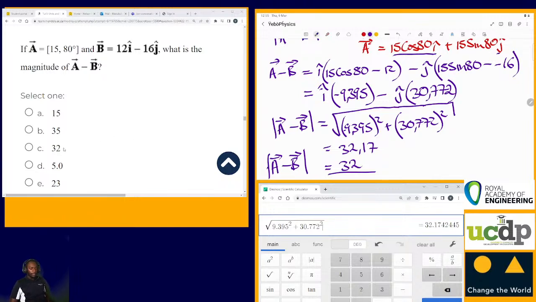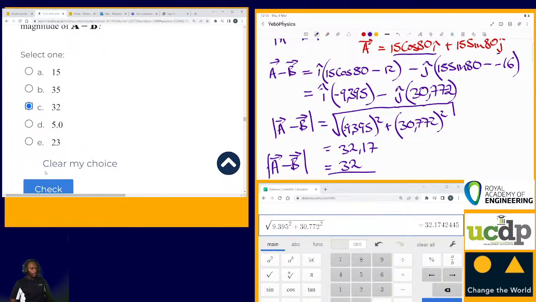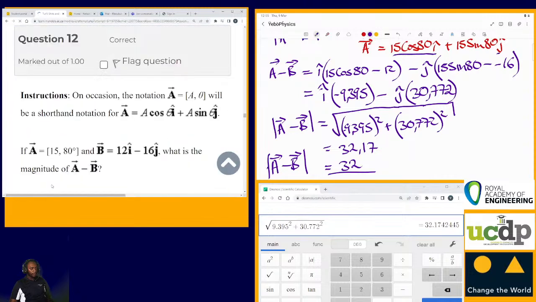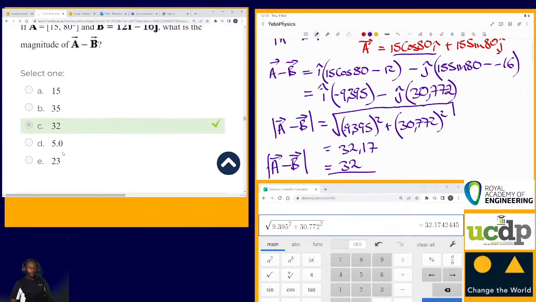Right, we might as well check if this is the correct answer which we are getting. So indeed it is the correct answer. So the magnitude is indeed 32.